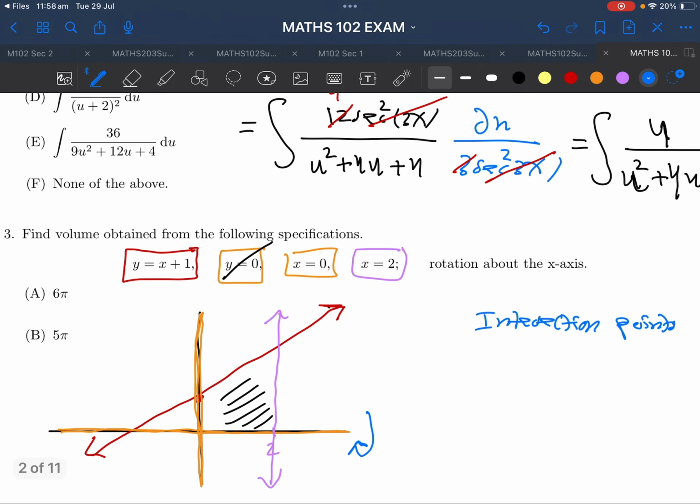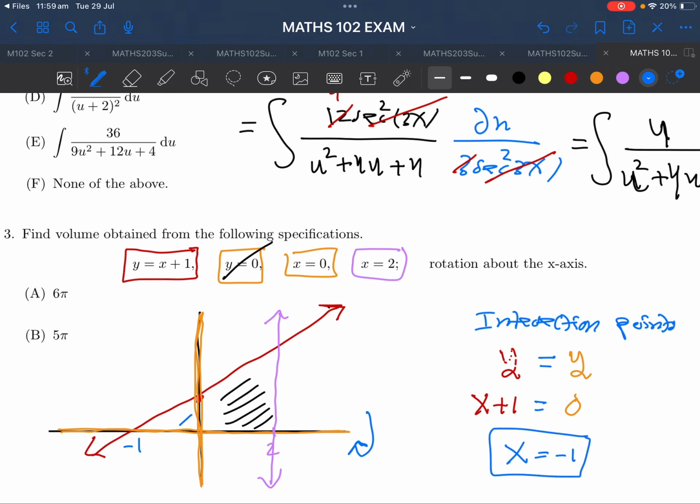And for that, the y in red should be equal to the y in orange, which is x plus 1 equal to the y in orange, which is just 0. That means x is negative 1. So we'll start from negative 1. I'll assume this is my region.